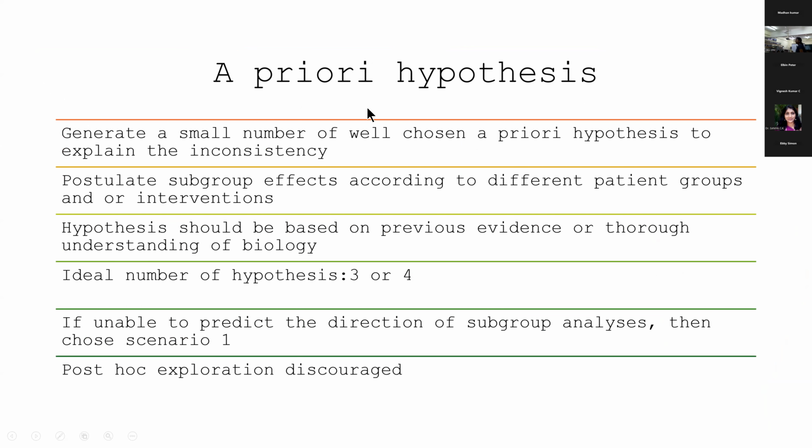So when you do this a priori hypothesis, it's very important that you generate a very small number of well-chosen hypotheses. There is no point in generating a large number because you have to then adjust for multiplicity. And the hypothesis that you generate should be based on previous evidence, like an RCT or a systematic review, and a thorough understanding of biology. So the ideal number of hypotheses is actually less than 4. And if you're unable to predict the direction of subgroup analysis, then just choose scenario 1. Don't specify the subgroups. And CORE-GRADE actually discourages us from using post hoc exploration, that is, once you get the result and then you're looking for the cause of inconsistency.